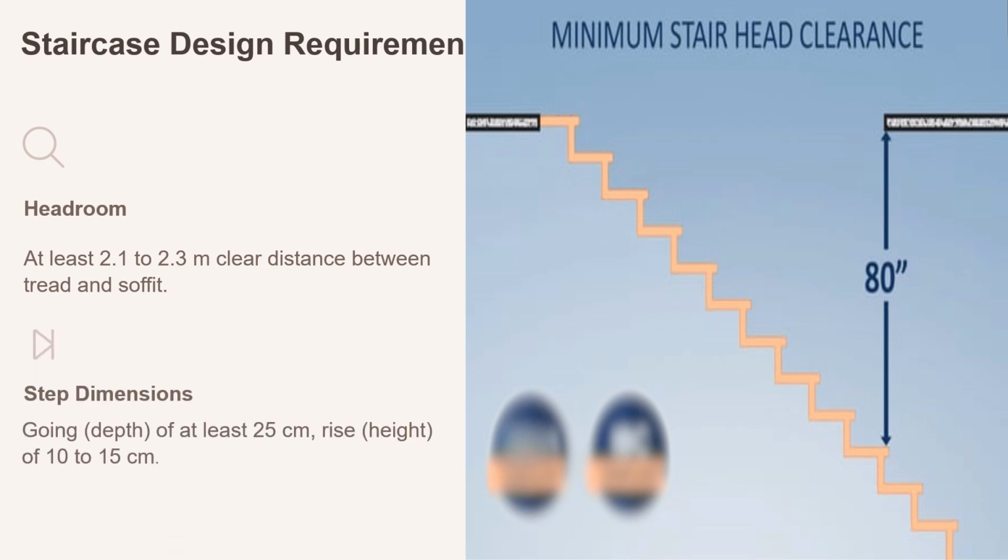Step dimensions. Steps should be comfortable size. The going, how far you step forward, should be at least 25 centimeter, but 30 centimeter is more comfortable. The rise, how high each step is, should be between 10 centimeter to 15 centimeter, like in hospitals for easier walking. Think about how it feels to walk upstairs with really shallow steps. It is easier on your legs, right?